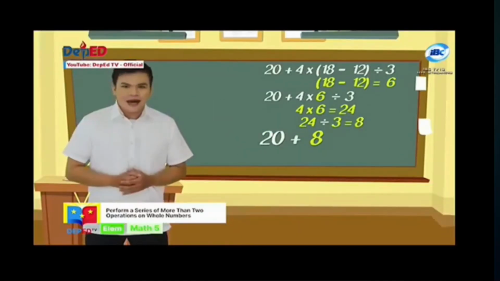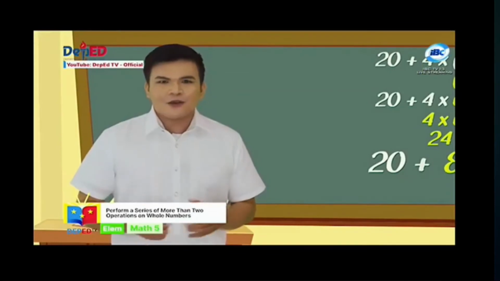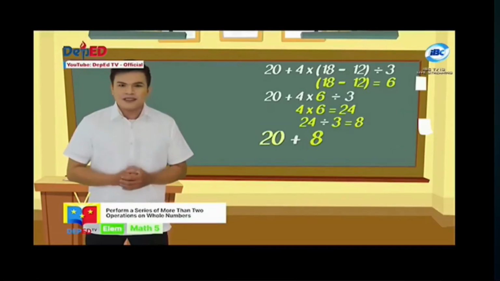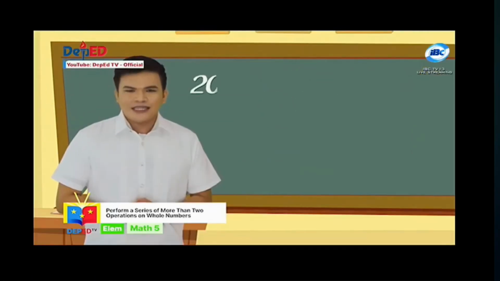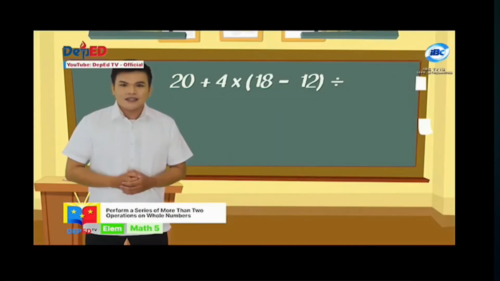Last step is to add or subtract from left to right. In this case, we are left with addition. So 20 plus 8 is equal to 28. Therefore, 20 plus 4 times (18 minus 12) divided by 3 is equal to 28.